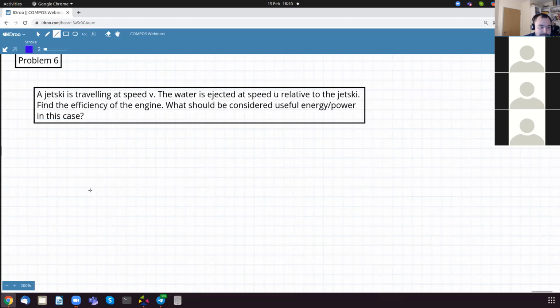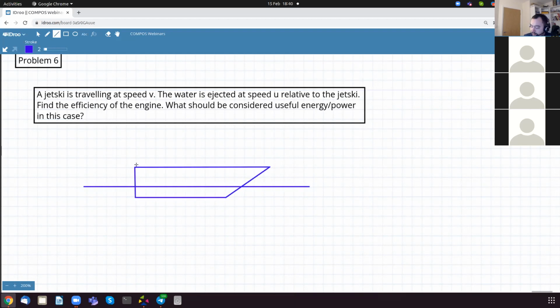Well, we'll start with a picture. So this is some kind of boat, a jet ski. What a jet ski does is it sucks in the water from the bottom or from the front. So the water comes in and it is thrown from the back at a high speed. This is how jet skis work. And by conservation of momentum, this pushes the water back, pushes itself forward, so it propels itself forward.